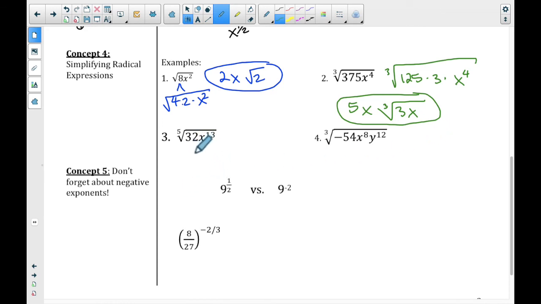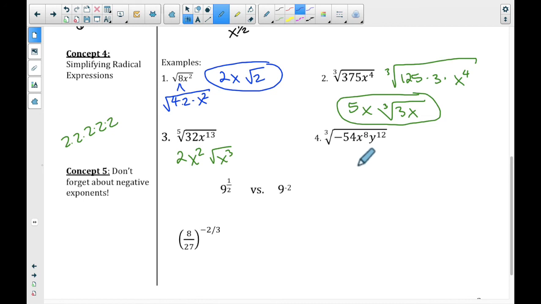32, again, that's actually on our list. 2 times 2 times 2 times 2 times 2 is 32. That means the 5th root of 32 is 2. And the 5th root of x to the 13th, another way to think about it, is 13 divided by 5. 13 divided by 5 is 2 with a remainder of 3.